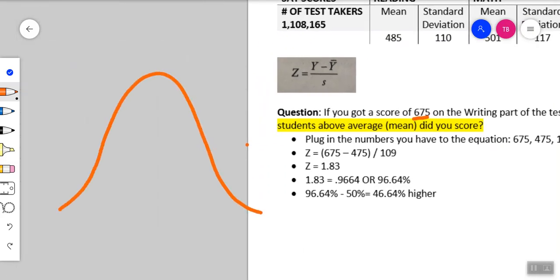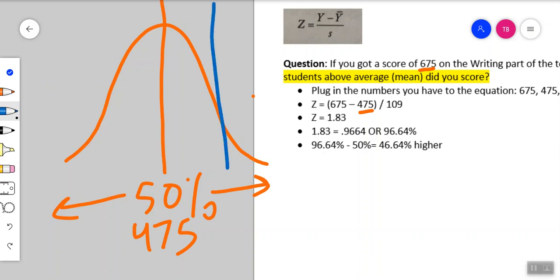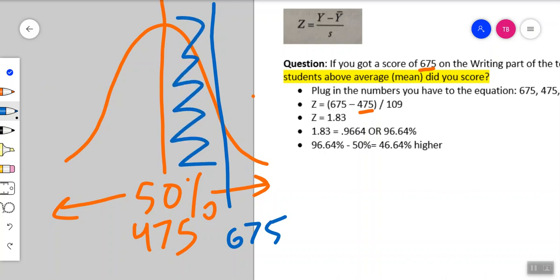So we'll draw a normal curve again. Remember that the mean is exactly down the middle, 50% is here. We know the writing part of the test mean is 475 here, so with a score of 475, exactly half the students did worse, exactly half the students did better. You got a score of 675, so your score is probably going to be somewhere over here. 675 is here. They're asking what percentage of students scored better? So they're looking for this little spot here. Let's look that up.